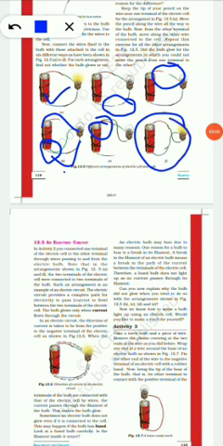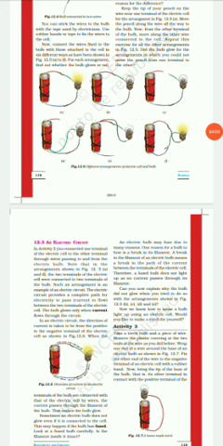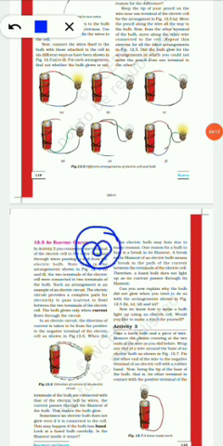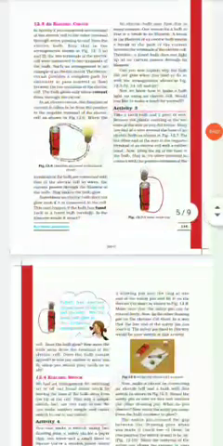Now, how do you show a bulb is glowing or not? Whenever we draw a bulb in an electric circuit, we draw it in this form. And to show that it is glowing, I will just make the rays. So this is to show that the bulb is glowing. Okay, fine. Now coming to electric circuit.